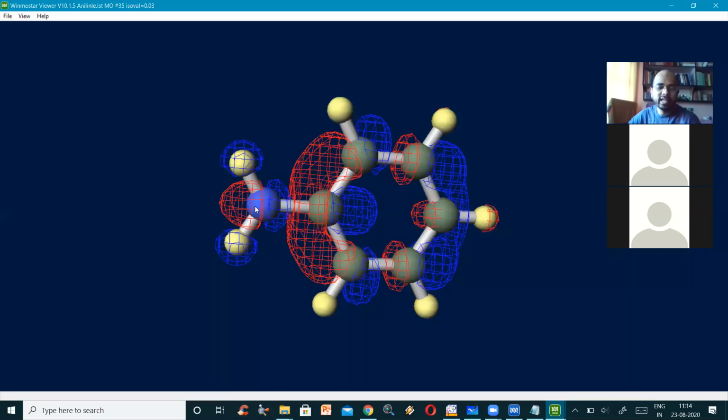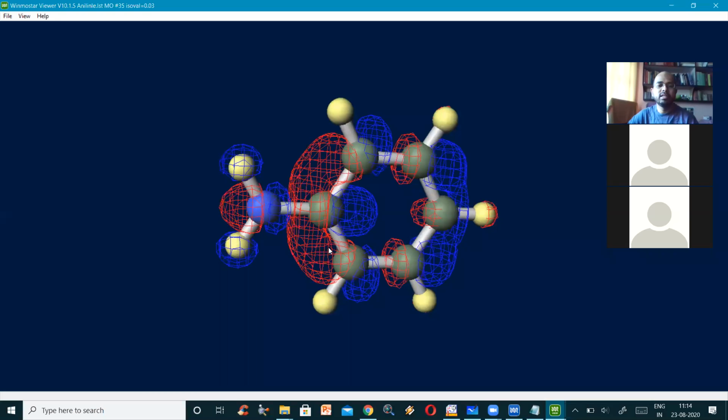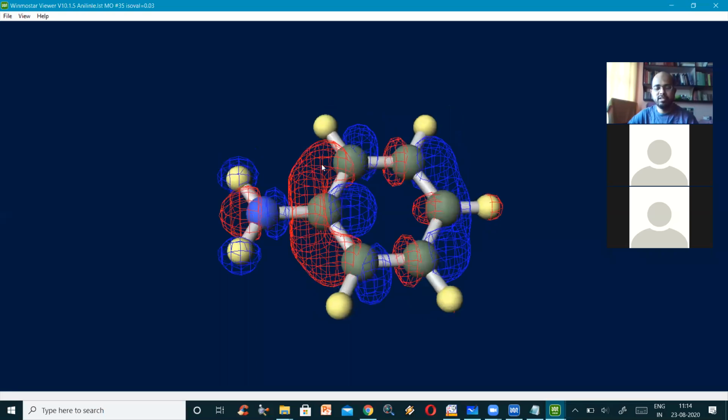Because this is an electron donating group, what is NH2? It's an electron donating group. The nitrogen atom has 2 lone pairs, so it gives electrons. When it gives electrons to the ring system, the electrons go in. Therefore, these positions are rich in electrons. The red portion is rich in electrons. The blue portion is not rich in electrons.